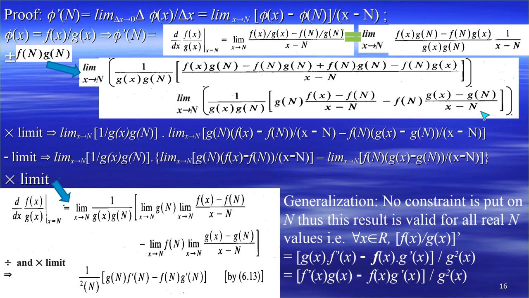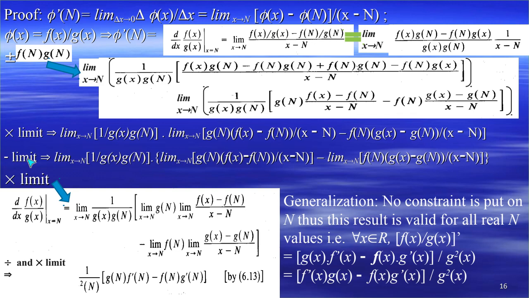Great. So what shall I do? First, I will use the product limit theorem to distribute this limit inside this product. The first one is limit when x goes to n of 1 over g of x times g of n, times limit when x goes to n of the whole square parenthesis, the whole expression here. Then I use the limit of the sum, or limit of the difference theorem, to distribute this limit in this difference. And then I will use the product limit theorem to distribute it in all the products, you see.